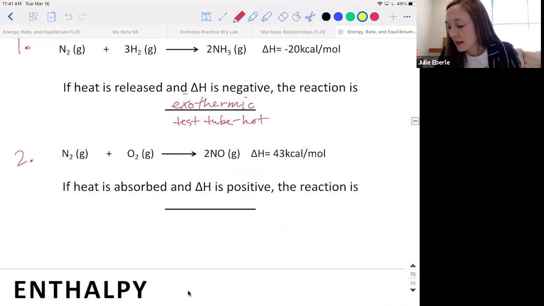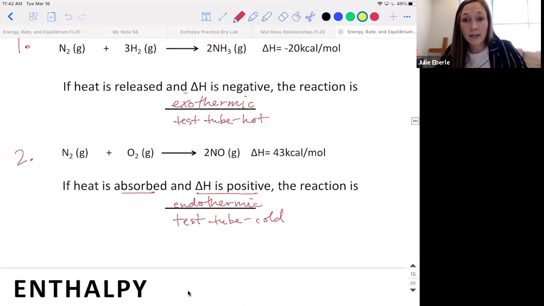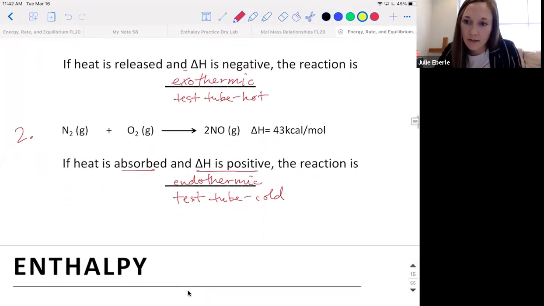Okay, on the opposite side, if heat is absorbed and delta H is positive, the reaction is endothermic. Endo meaning heat enters into the chemical reaction. It's absorbed overall. So to us, the surroundings, is that test tube, if we're doing an endothermic reaction, going to feel hot or feel cold? If it's the opposite process, it should be the opposite, right? So yes, the test tube here would get cold. Endothermic reactions absorb heat and we feel the absence of the heat. Feels cold to us.